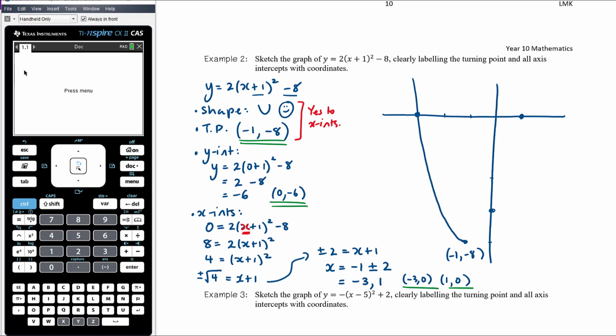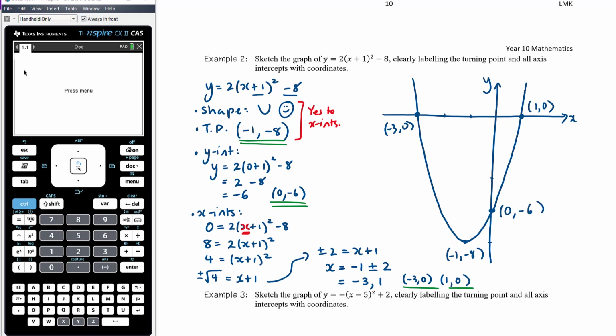Again, make sure your graph has a smooth turning point rather than a sharp corner, and extend your graph right to the end of your axis. Oops, sorry, it's the y-axis. That's the point 1, 0. That is the point negative 3, 0. This is the point 0, negative 6, and I've already marked my turning point.